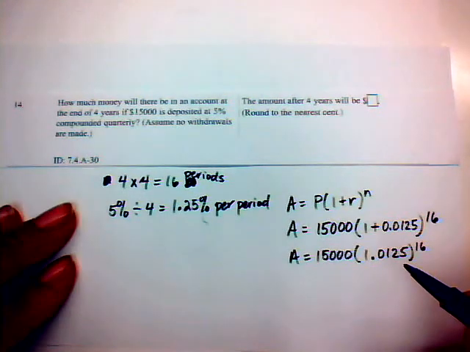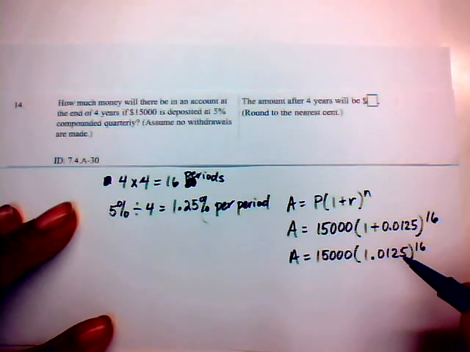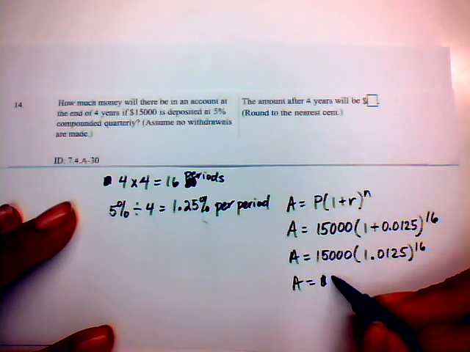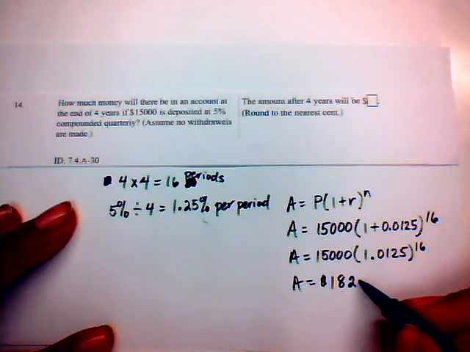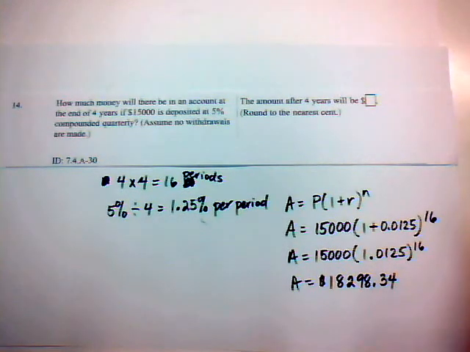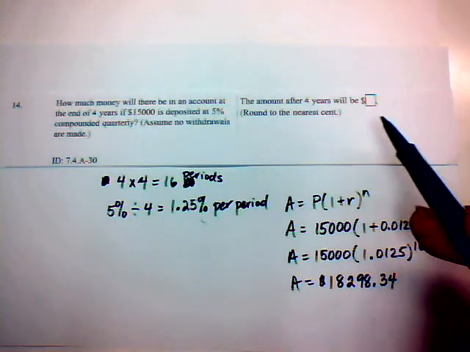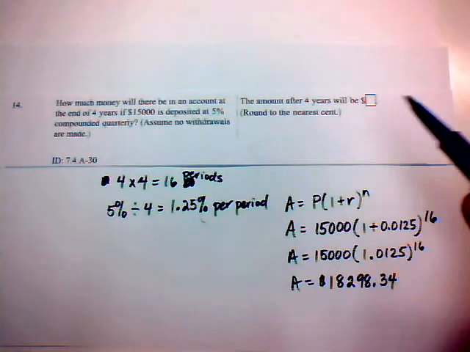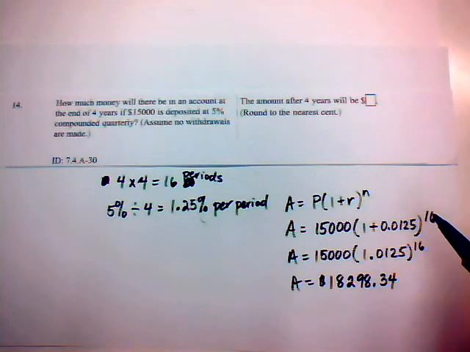Which will be $18,298.34. That's the amount that will be in that person's account after 4 years, assuming that no withdrawals are made, on a $15,000 deposit at 5% compounded quarterly at the end of 4 years.